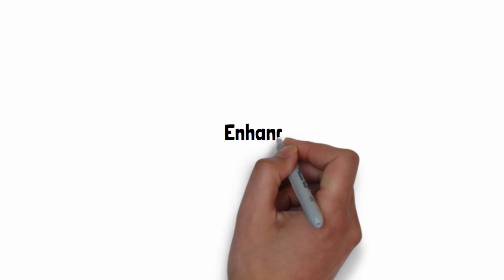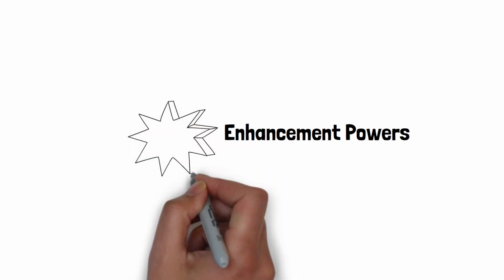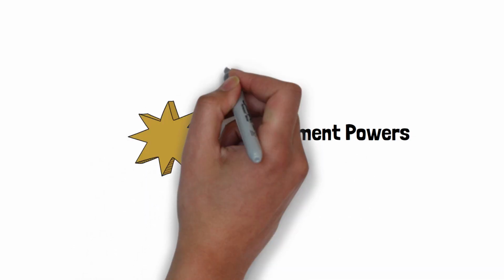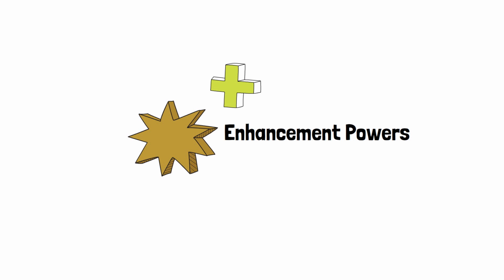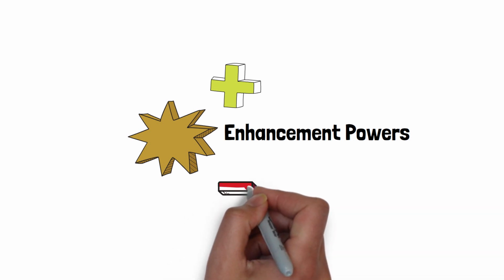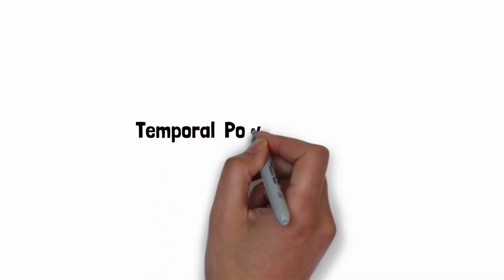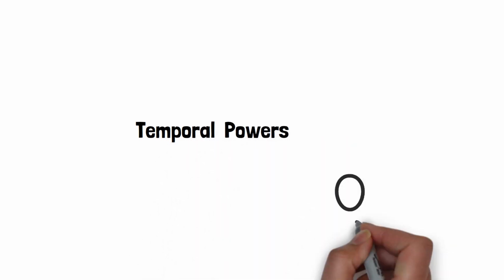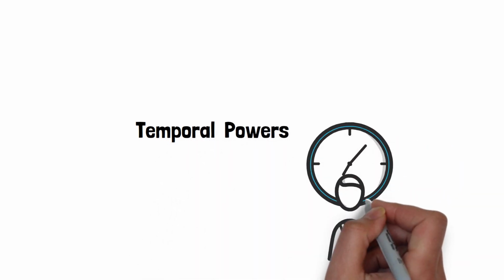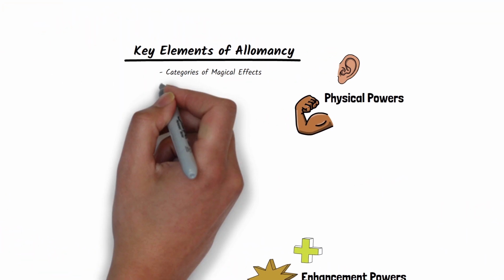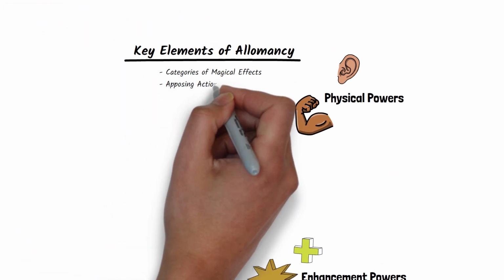Next, there are the enhancement effects that allow a magic user to either enhance or neutralize the magical abilities of either themselves or another magic user. Last are temporal effects that alter the flow of time or can provide information from either the past or the future. The next element of the structure is the two opposing action verbs.